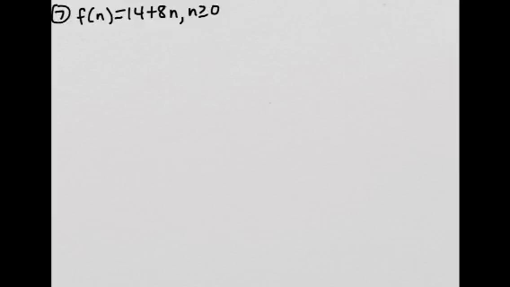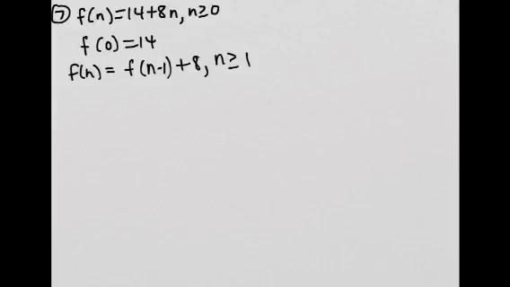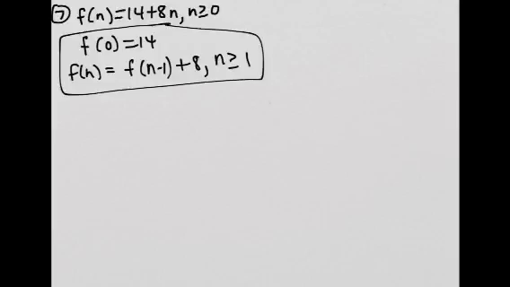Alright, so for number 7, we have n greater than or equal to 0, so when you put a 0 here, that cancels out this term, so your initial number, your first number, is 14. Okay, so we're going to put f of 0 is 14, and then for the rest of it, it's the previous number. The difference is 8, so it's positive 8, and then n is greater than or equal to 1. Because f of 0 is already in the first line, so the next one up is 1. That's why we put the 1 right here.